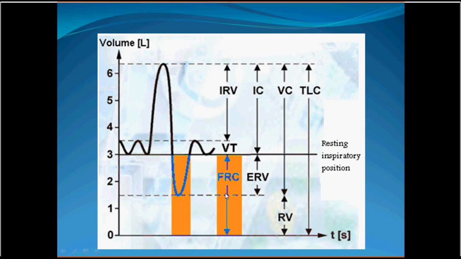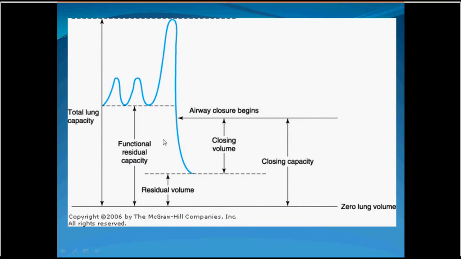Here is the problem. This is the functional residual capacity, which is formed of residual volume and expiratory reserve volume. In a normal person, the total lung capacity is more than the airway closing capacity. This is the closing capacity, which is the closing volume, and this is the residual volume. This means that in a normal person, the functional residual capacity is larger than the closing capacity. This means that the dependent alveoli at the end of expiration will be open with gas exchange and no shunt.